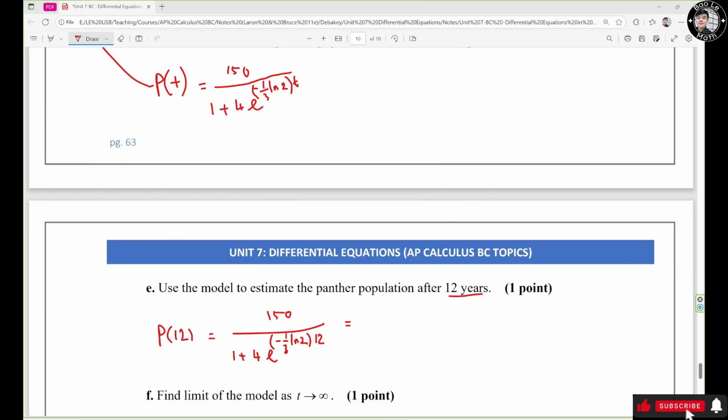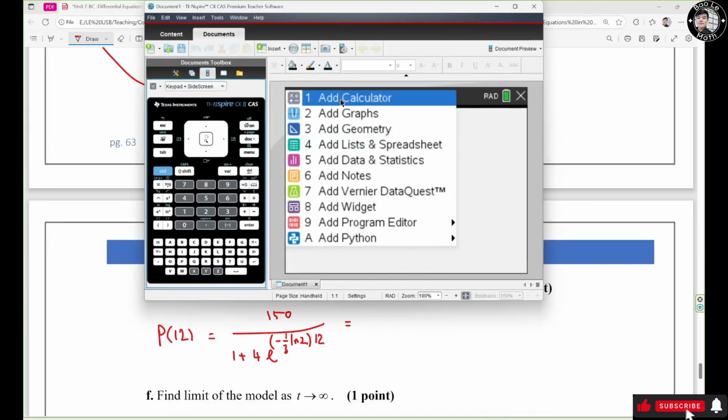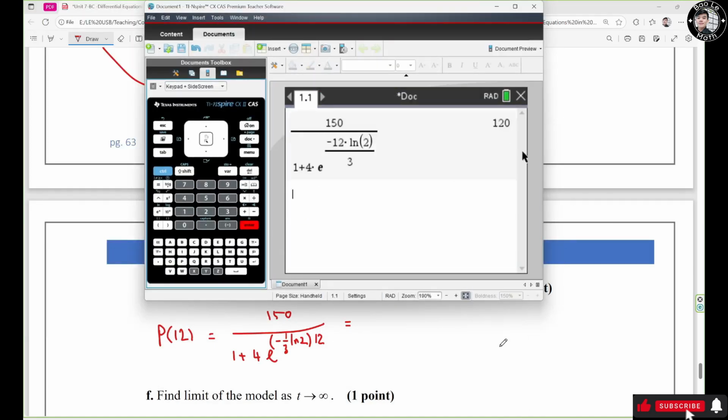Now we're going to put this on the calculator. The answer is 120.